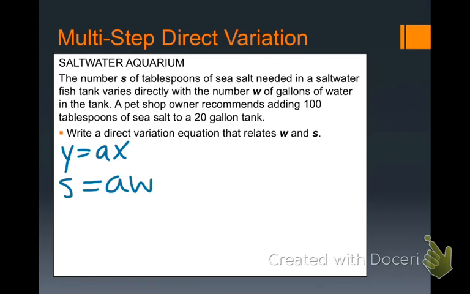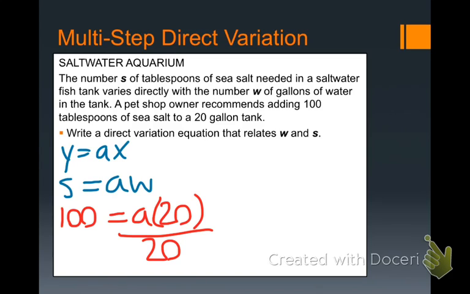It then goes on to say a pet shop owner recommends adding 100 tablespoons of sea salt to a 20-gallon tank. So we can use that to help us find the constant of variation. So we have 100 equals a times 20, because 20 is our amount of water and 100 is our tablespoons of salt. Now we can solve for a. Because 20 is being multiplied by a, we're going to divide by 20 on both sides. 100 divided by 20 is 5. So we know our constant of variation is 5. So we can write a general equation to relate the amount of salt with the amount of water. We say S equals 5W.